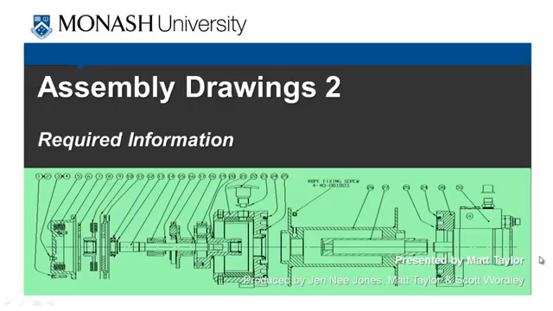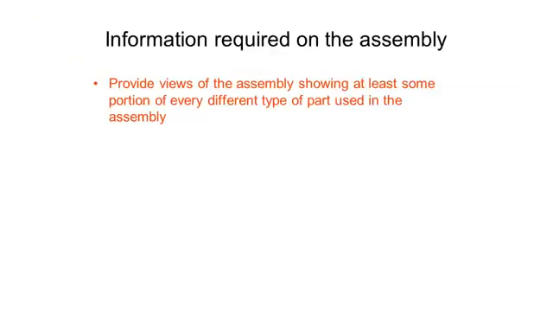So in this next video, we're now going to take a look at the assembly drawings you guys are going to be required to produce, and we're going to look at the important information that you are going to be required to include on your assembly drawings. So the first thing is, in our assembly drawing, you need to provide views of the assembly showing at least some portion of every different type of part used in the assembly.